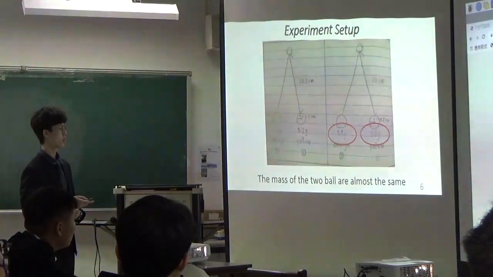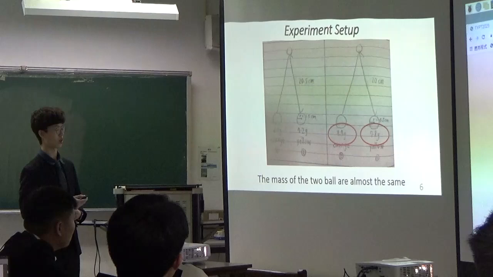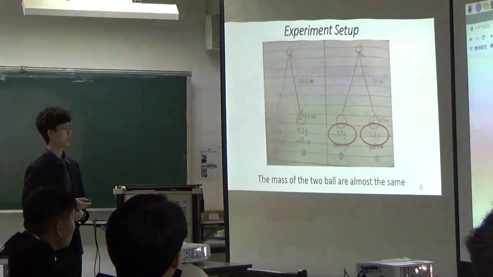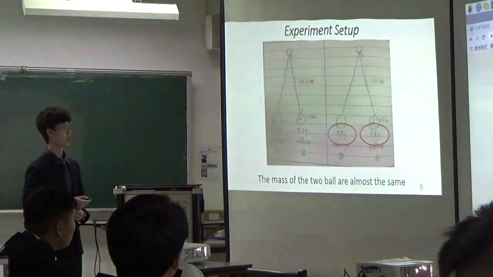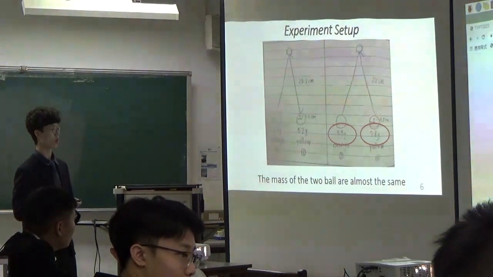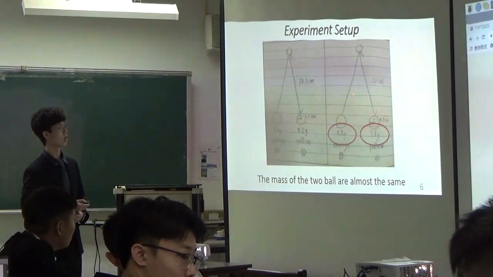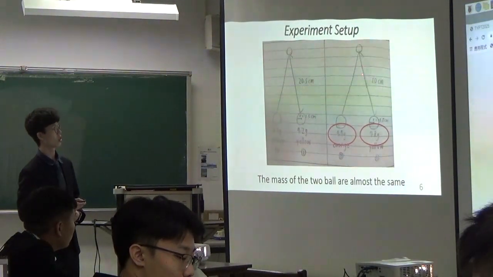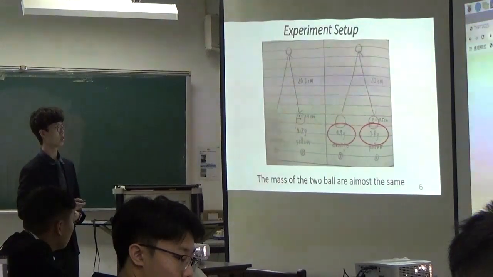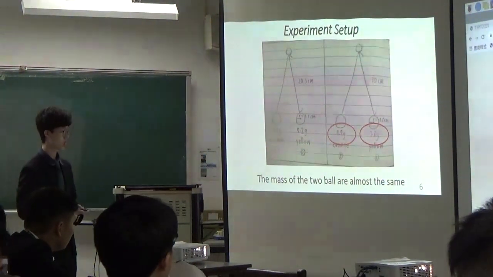Experiment setup. And here is some basic information of our equipment. First, one ball is 70.77 grams, and the other one is 7.8 grams. And the length of the string is 20 centimeters, and the radius is 1.5 centimeters.